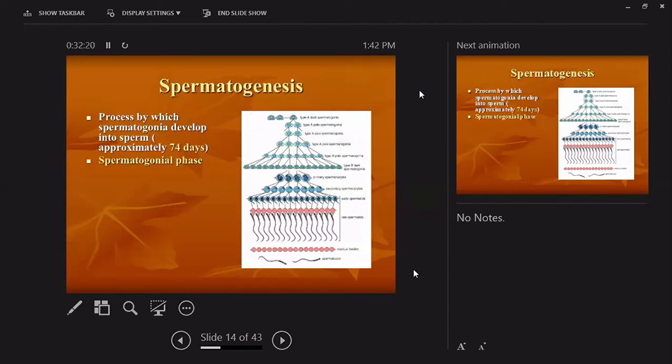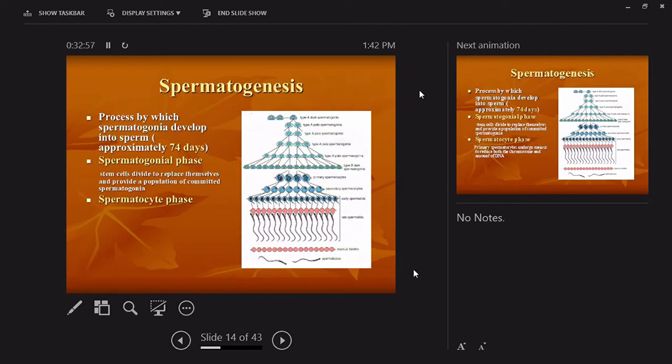So we have first a spermatogonial phase, from the word spermatogonia, the most immature. Stem cells divide to replace themselves and provide a population of committed spermatogonia. So not all would be developing, only the committed spermatogonia, committed to develop.